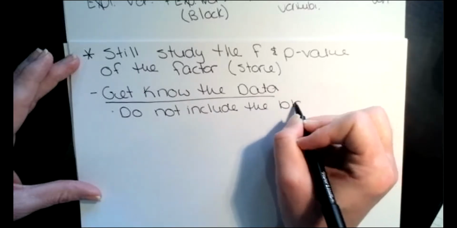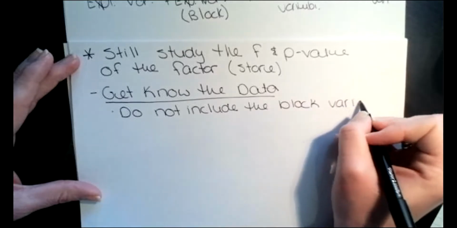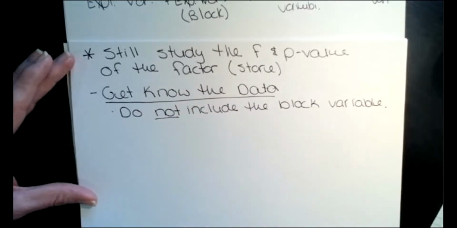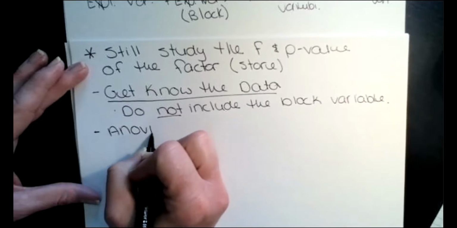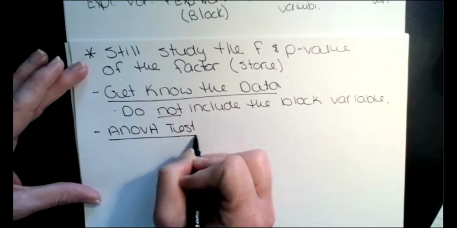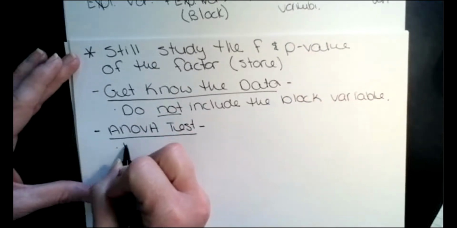So when we're looking at the box plots, when you're ranking the means, all of that, you will do it just like last class. You will not include that block variable. Then when we're looking at our ANOVA test, we're going to build the ANOVA.